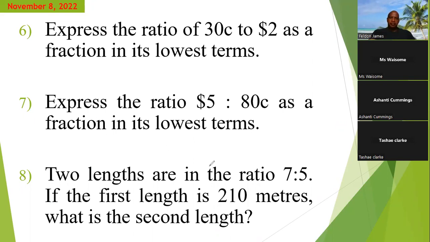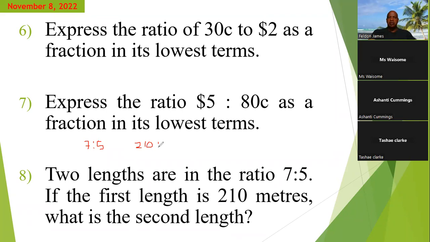All right. So the question, the ratio 7:5, the first length, right? We know the ratio is 7:5. They give you these ratios in this question. They usually give you the ratio in its lowest term. And then we know that the first length is 210, and we want to find out the second length. So we'd have 210 to x.